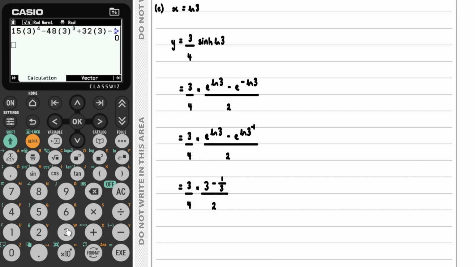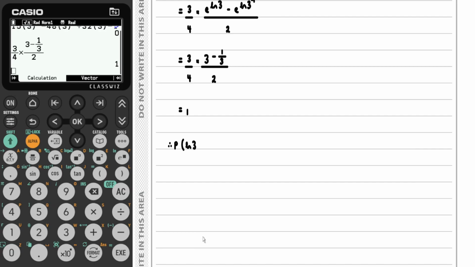Let's work out what this is equal to. I've got 3/4 times by 3 subtract 1/3 over 2. It turns out we get 1. So I've got an x coordinate of 3 and I've got a y coordinate of 1.